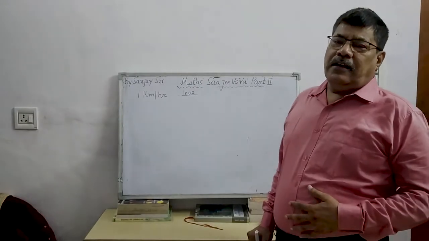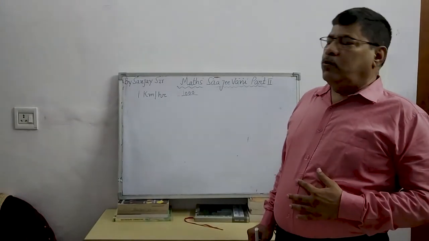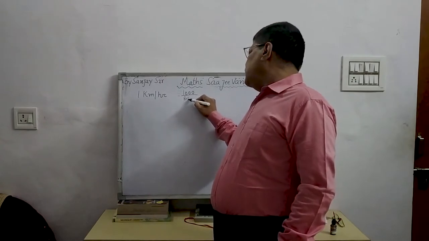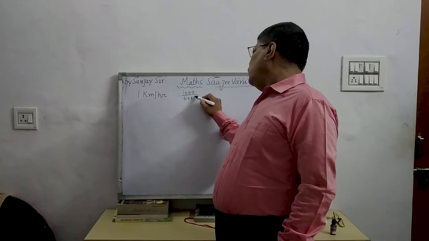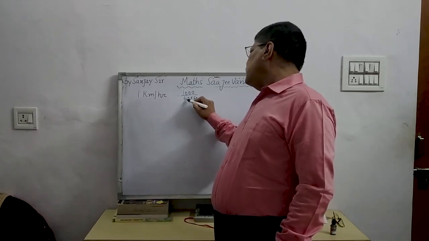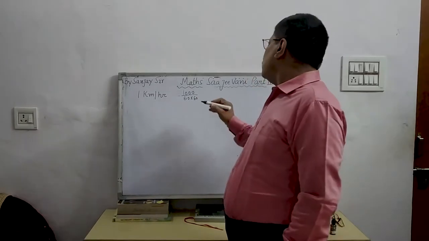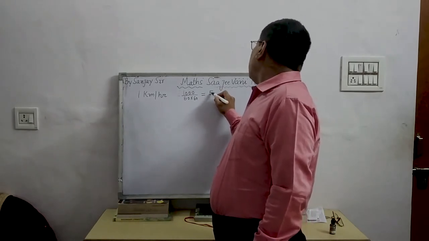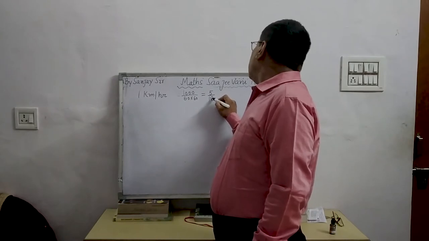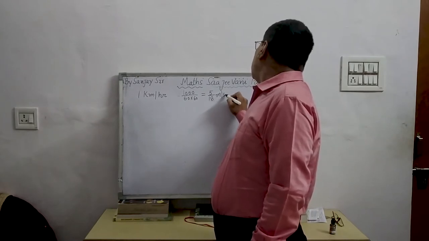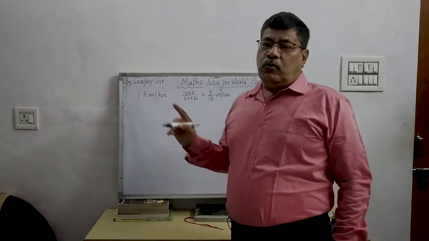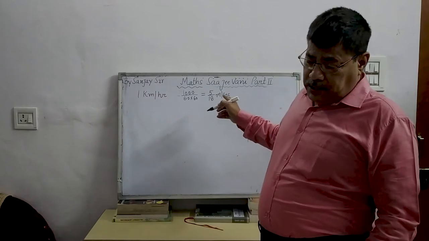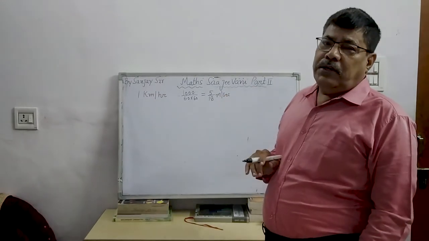How many seconds are there? Does anybody know? No. Okay, first convert to 60 minutes, then 60 seconds. Now when you simplify it, you will get 5 by 18 meter per second. So in order to convert 1 km/h into meter per second, directly multiply by 5 by 18 meter per second.